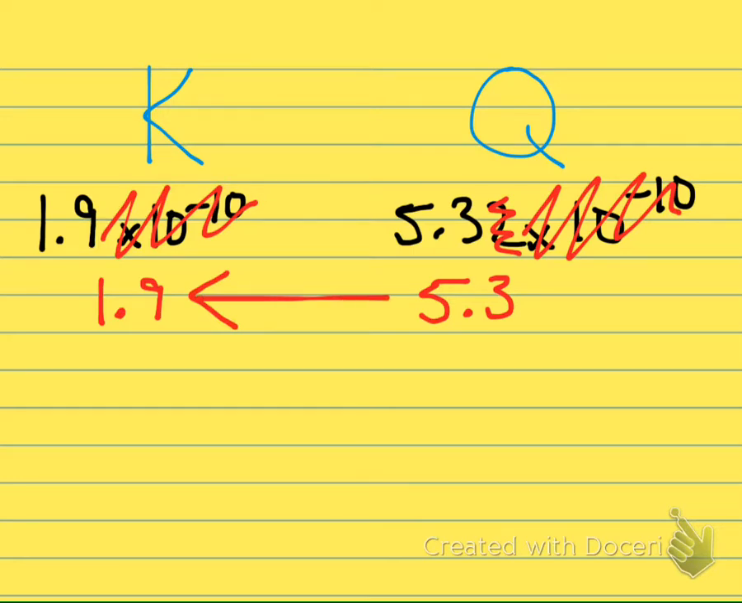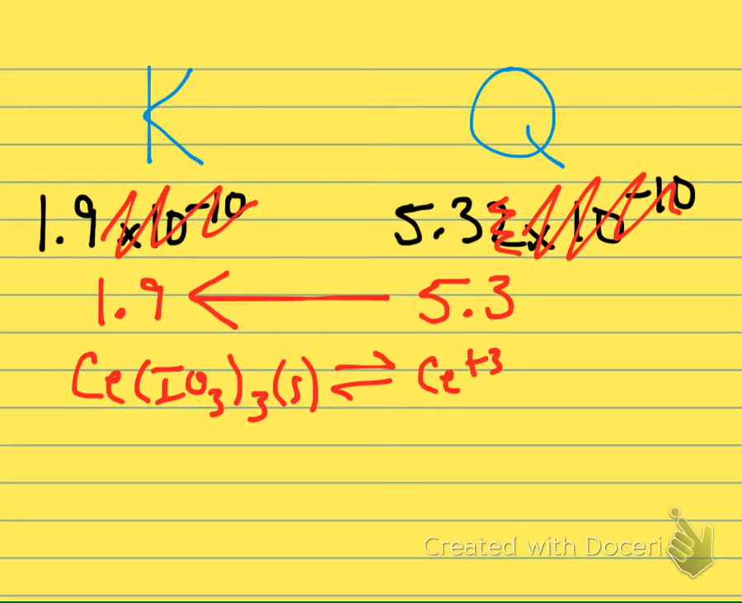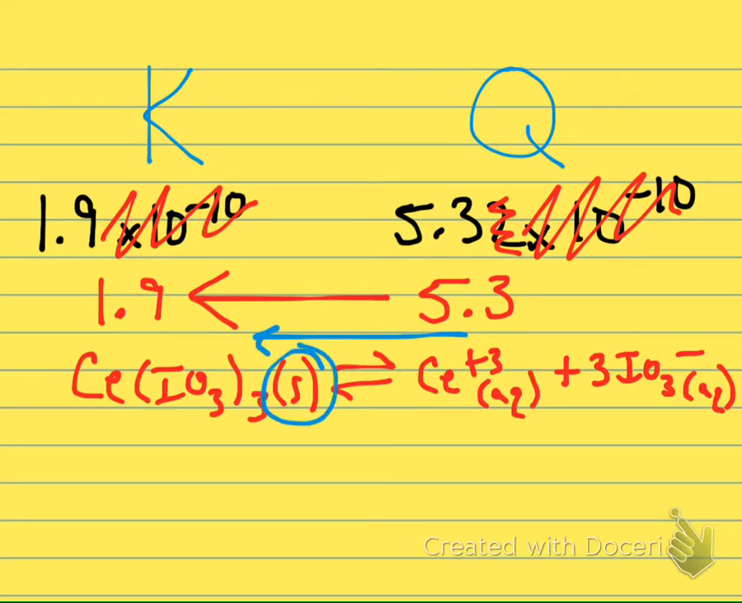We connect a line to form an arrow, and we can say from before that if we have CeIO3 solid in equilibrium with the ions in aqueous, that my arrow will go backwards towards the solid. So yes, a precipitate forms.